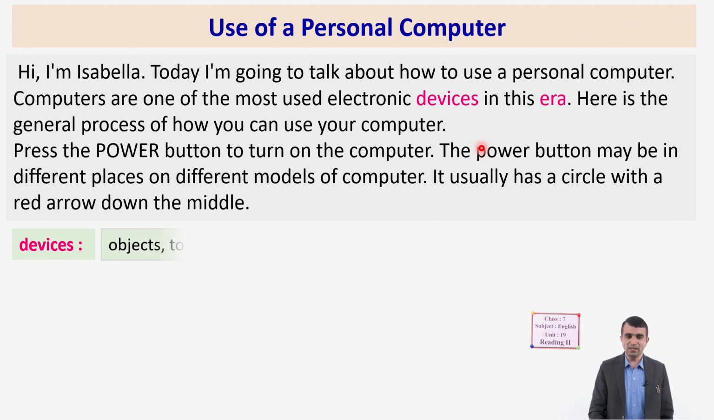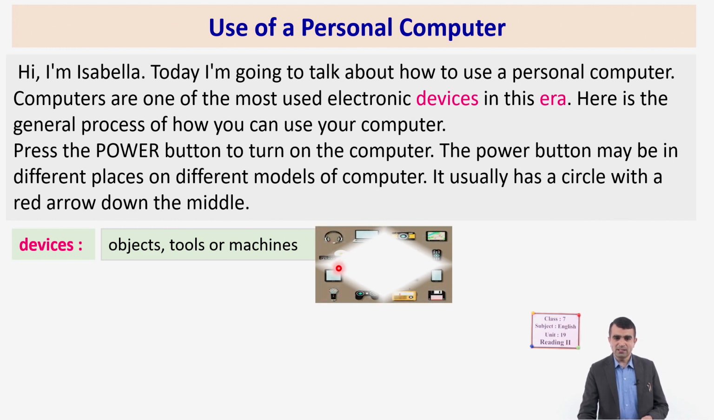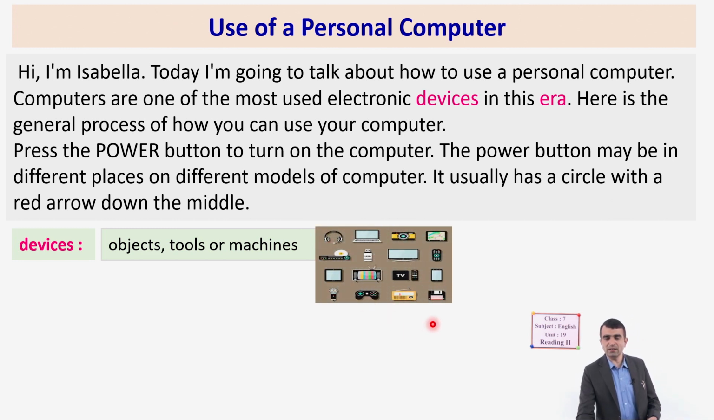Well, this means objects, isn't it? Or tools or machines. Machines, tools, objects, whatever you say, that is called devices. So, computer is electronic device. One object that can be operated through the supply of electricity is electronic device, isn't it? Now, you can see here in the picture there are several devices here. What can you see?